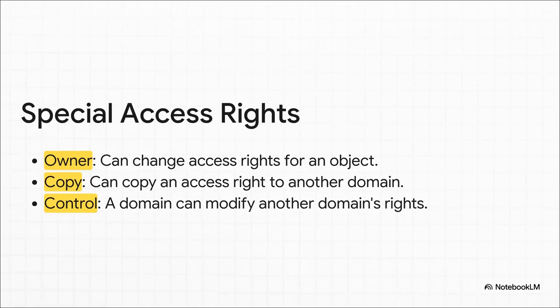But wait, it gets even more powerful. The matrix can have special rights. The owner right, for instance, lets a domain change the permissions in its own column. But control, that's the big one. Control allows one domain to change the rights of another domain. This is how you create system administrators, right? You give them the power to manage the rules for everybody else.